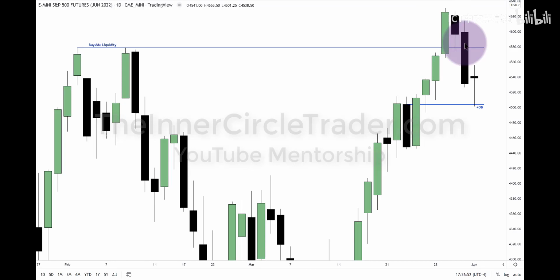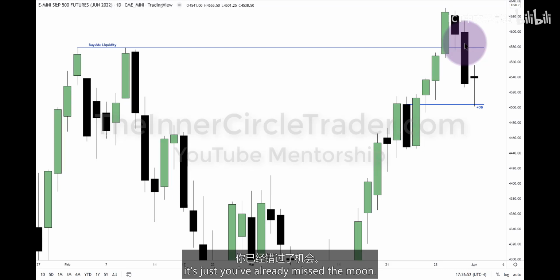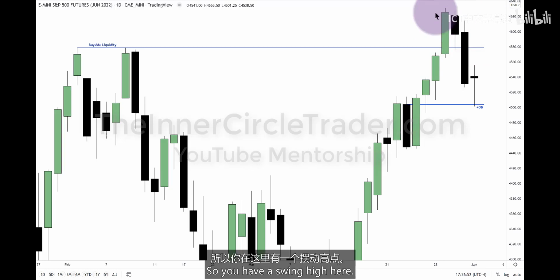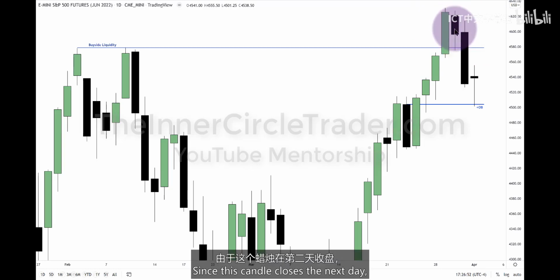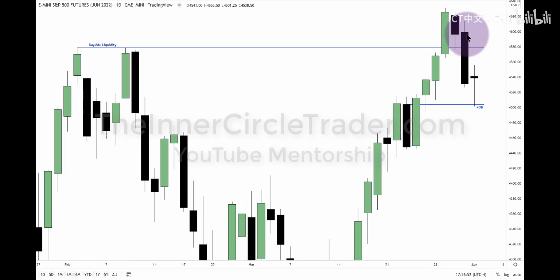That is not what I'm talking about. That takes more candles to make it. And by then, 5 candles later, you've already missed the move. So you have a swing high here. As soon as this candle closes the next day, I'm looking for something to create an opportunity to go short.